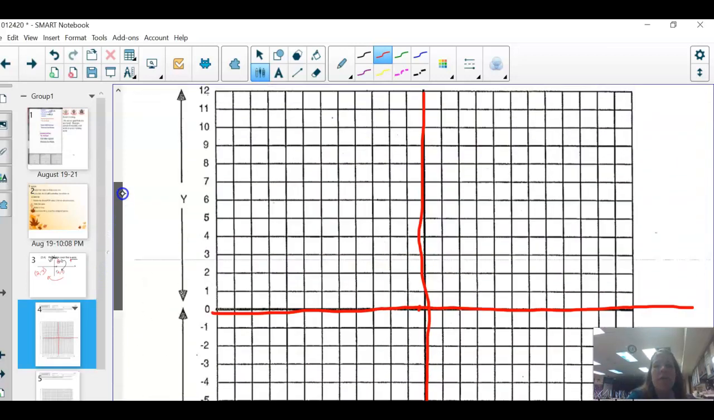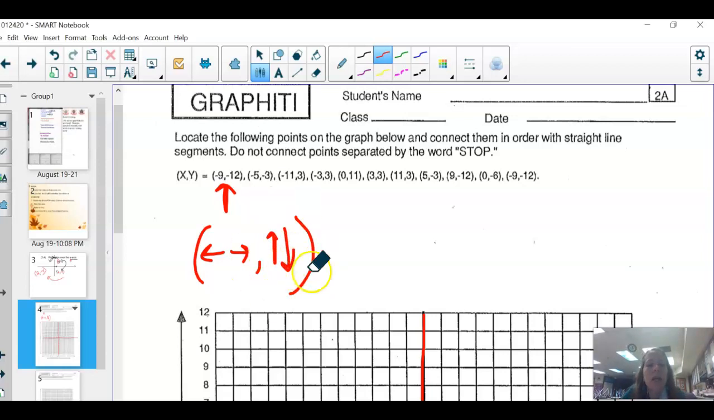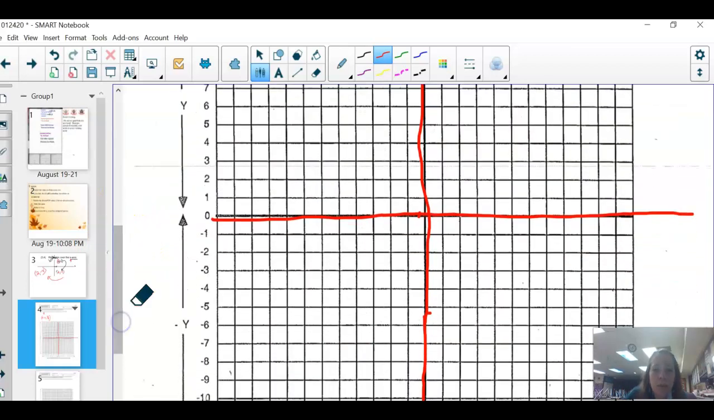And now I'm going to look at my first point. Okay, my first point is negative 9, negative 12. My first number, mi primer número, va a decirme si yo voy a ir a derecha o izquierda. Okay, so my first number tells me whether I'm going right or left, and my second number tells me I'm going up or down. So I have negative 9, so I'm going to go to the left. So negative 9 a la izquierda.